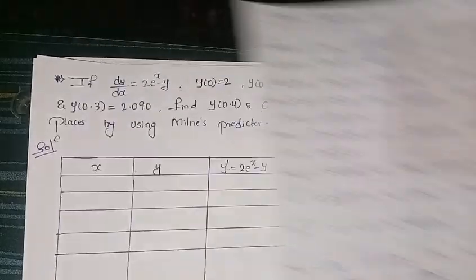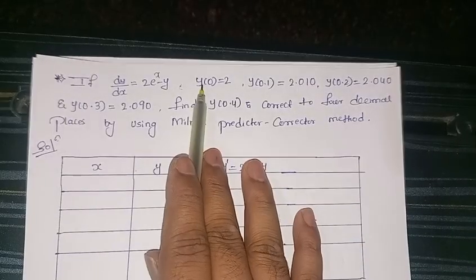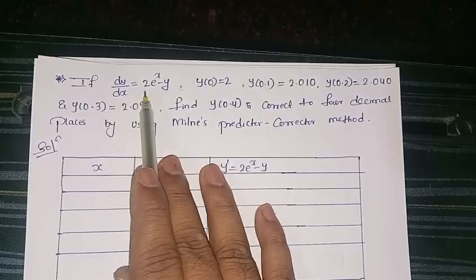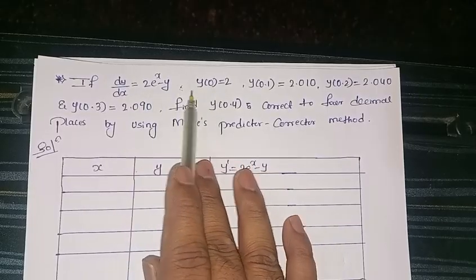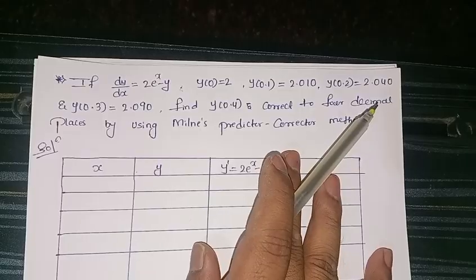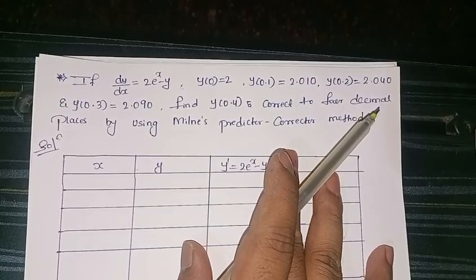But in the problem, only y0, y1, y2, y3 are given. y4 is not given, and also y0 dash, y1 dash, y2 dash, y3 dash are not given. We have to find them first. It is very simple.